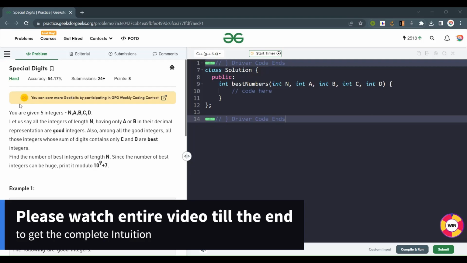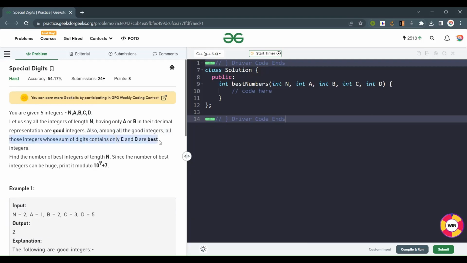Today we are going to solve the problem Special Digits. You are given 5 integers n, a, b, c, d. Let's say all integers of length n having only a or b in their decimal representation are good integers. Also, among all good integers, all those integers whose sum of digits contain only c and d are best integers. So find the number of best integers of length n.